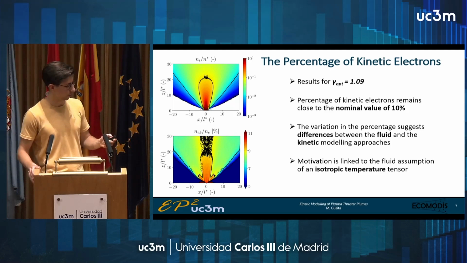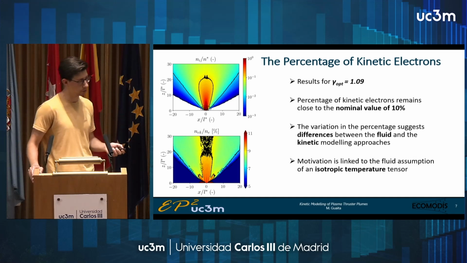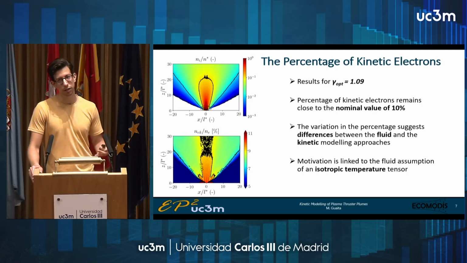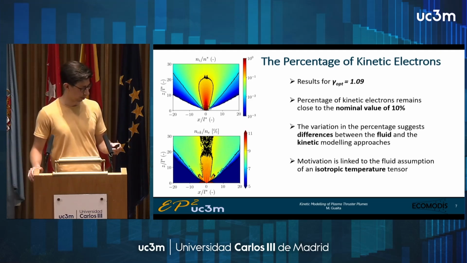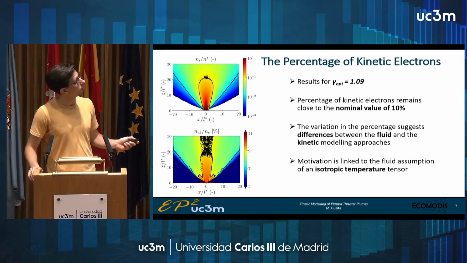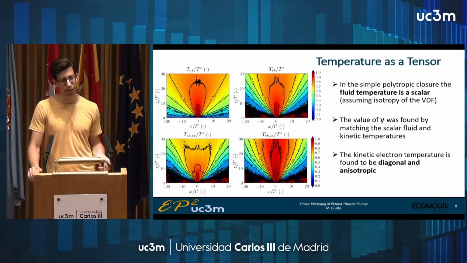It's close. It's not too far. We go from 10% injection to 7% at the edges of the plume, but it's not the same. What this means is the two models are close enough, but they're not identical, which is what we're expecting. And now the question is, why are they not identical? And the reason is mainly to be looked for in the electron temperature.